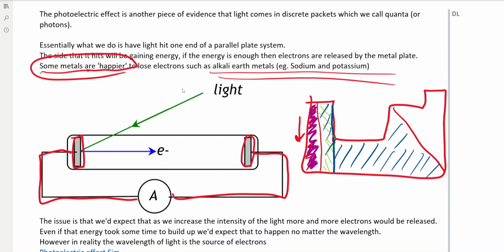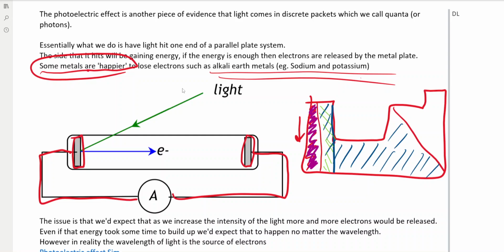Okay, so essentially that's what it is, and different metals will be more or less happy to give up an electron, so it depends on the energy of the light coming in. If you give the element enough energy, then it will eject an electron.